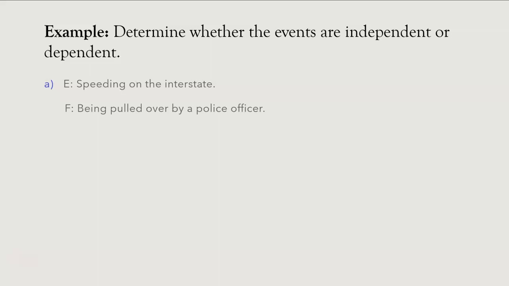So let's look at an example. Determine whether the following events are independent or dependent. So we have event E is speeding on the interstate, and event F is being pulled over by a police officer. Will the probability of one event happening affect the probability of another? So when you think about it, if you're speeding on the interstate, will that change your probability of being pulled over by a police officer? Yes, most definitely it will. And so in this case, the probability of one event actually affects the probability of another event. So these events would be considered dependent. And I'm just going to write a D here for dependent. All right.